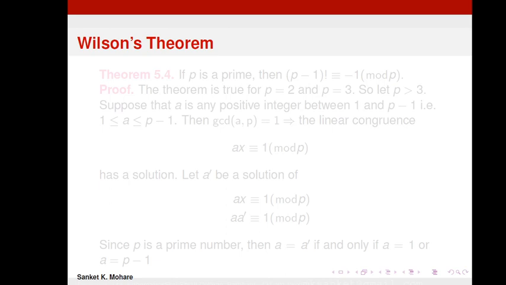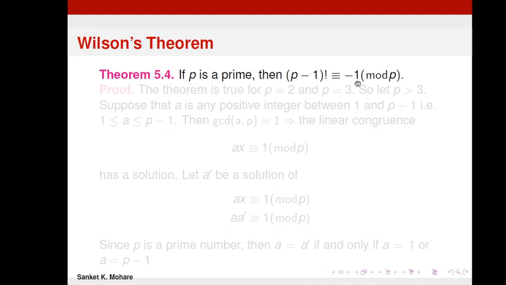Let's have the statement. Wilson's theorem. Theorem 5.4. If p is a prime number, then (p minus 1) factorial is congruent to minus 1 modulo p. So p is a prime number, then factorial of p minus 1 is congruent to minus 1 modulo p.